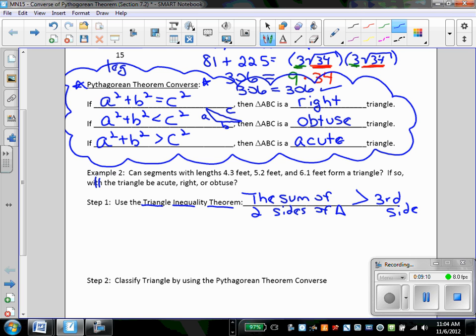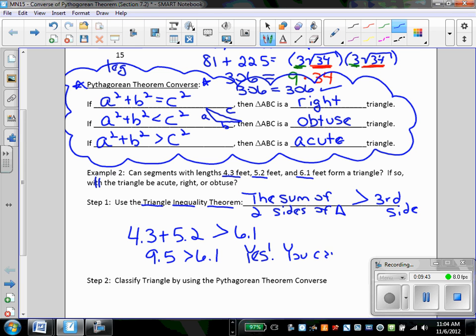So really, when we're looking at this problem, we have 4.3 feet, 5.2, and 6.1. We want to add the two smaller values together, the 4.3 plus the 5.2, which are our two small sides of a triangle, and double check that it's greater than the 6.1 to determine if you can even make a triangle. Looking at it very clearly, it can, but let's still add it together. It's 9.5, and 9.5 feet is greater than 6.1. So yes, you can make a triangle.